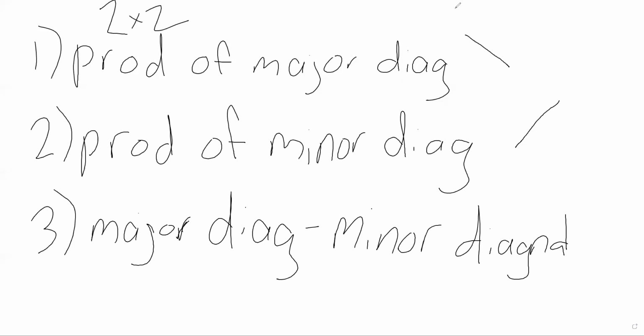So you want to find the product of the major diagonal here, the product of the minor diagonal, and you want to take that product of the major diagonal minus the product of the minor diagonal, and that's how you find your determinant. The symbol for determinant looks like this fancy D here. So let's look at an example for a 2x2 problem.